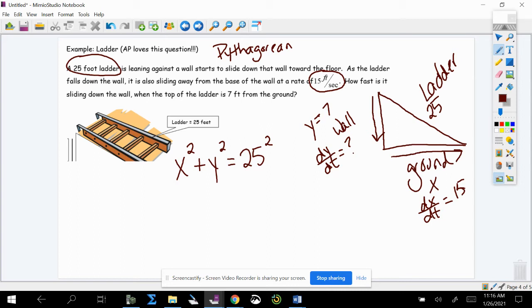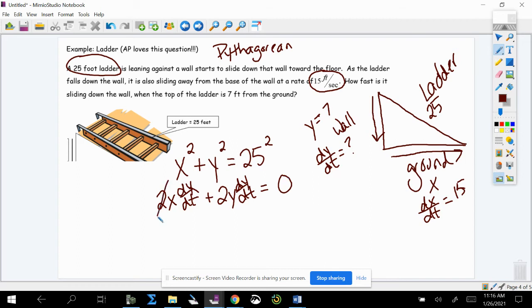So the derivative of X squared is going to be 2X dx dt. The derivative of Y squared is going to be 2Y dy dt. And the derivative of 25 squared is just 0 because 25 is a constant, and when I square it, it's still a constant. This should make sense because there is no change in the ladder length. That's why you're getting a 0 when you derive that, because the ladder's not changing.